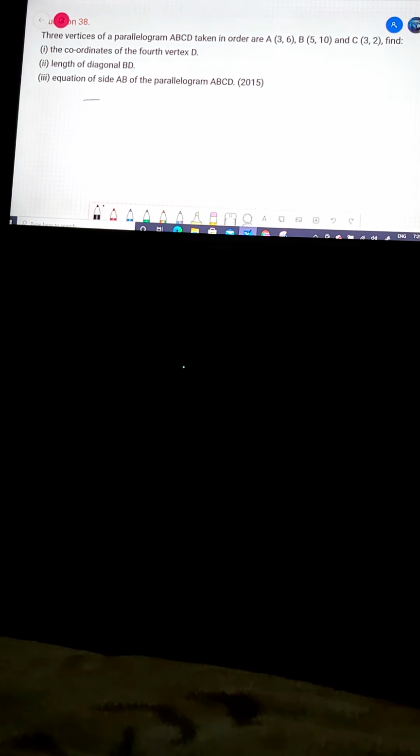Now to solve this question, we have to use the property of parallelogram, which is that the diagonals of a parallelogram bisect each other. So if ABCD is a parallelogram, then O is the bisector for diagonal AC as well as BD, and this is the property which we are going to use to get the coordinates of the fourth vertex. Okay, so let us quickly write.